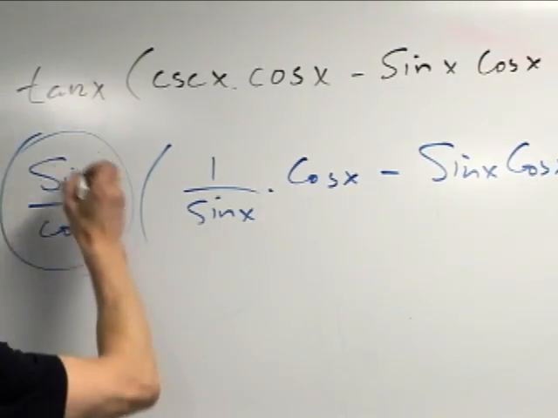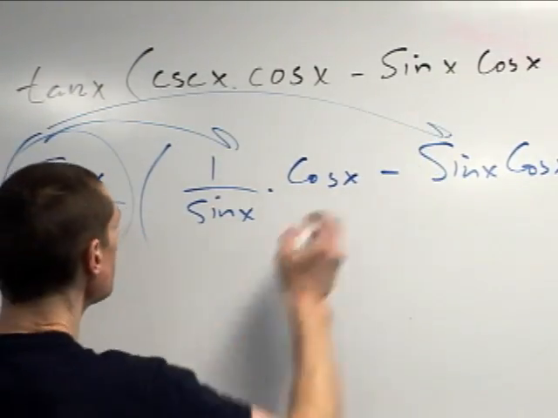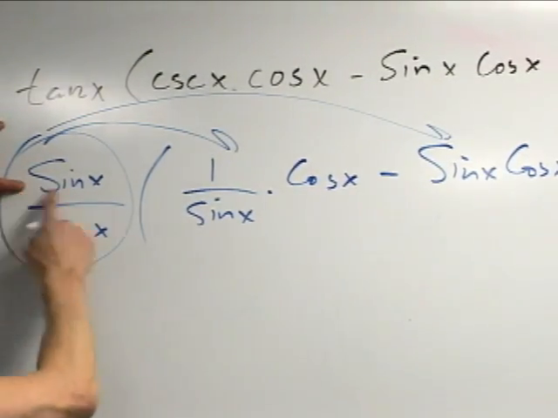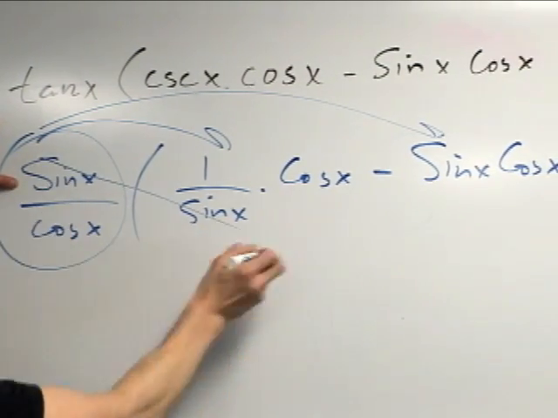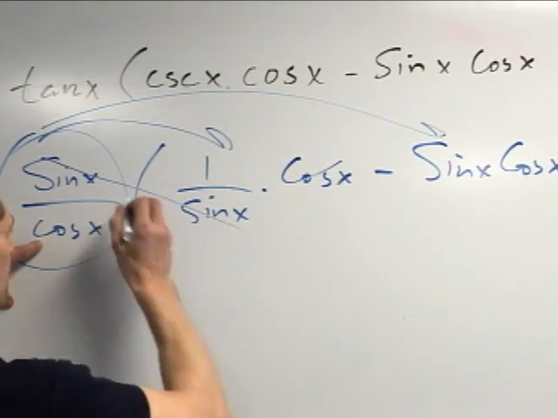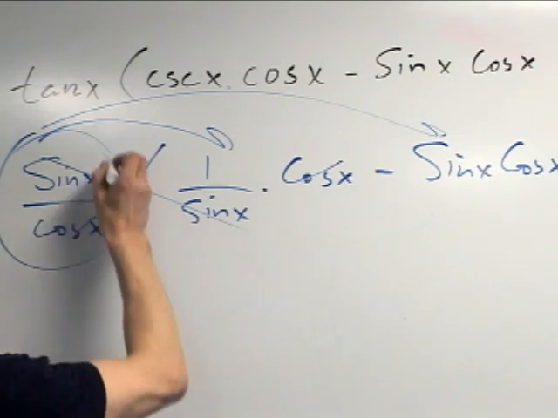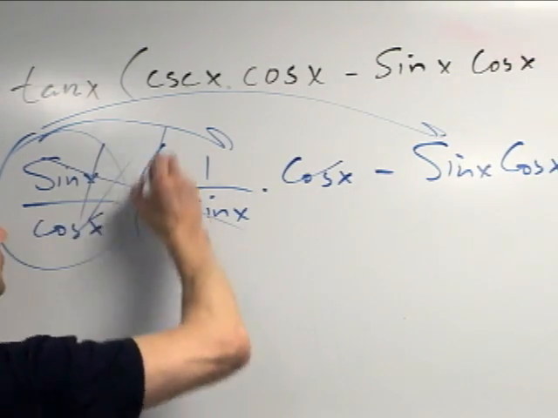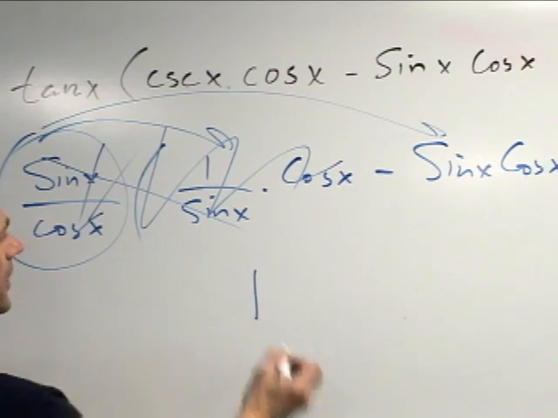Now we're going to distribute this. It hits here, it hits here. When it hits here, we got a sine on top, sine on the bottom. They're going to cancel. Cosine on bottom, cosine on top, they're going to cancel. After this collision and this monumental destruction, we are left with just 1.